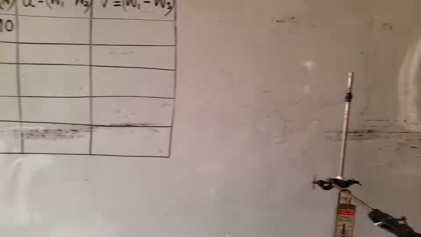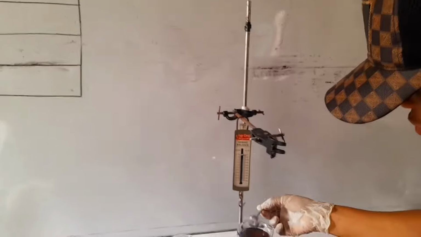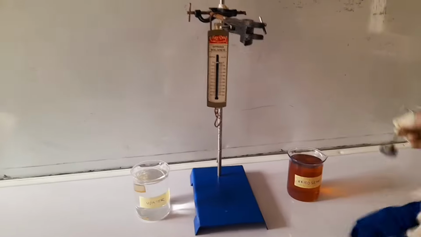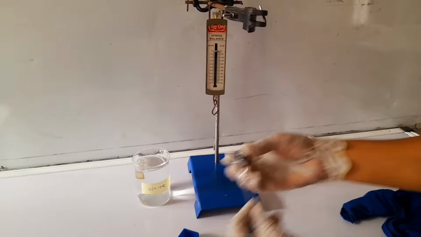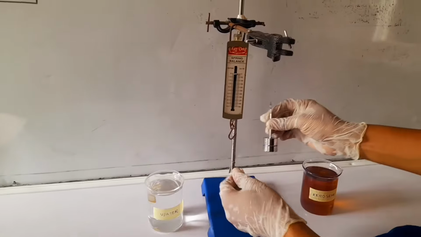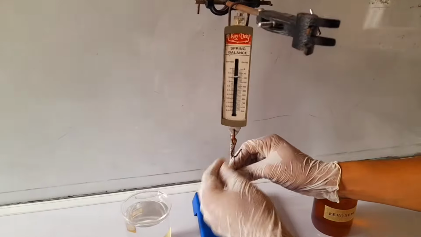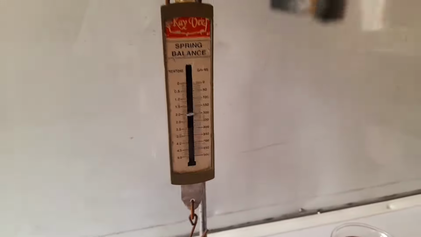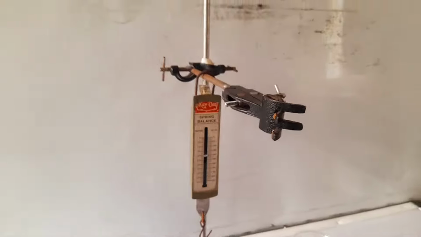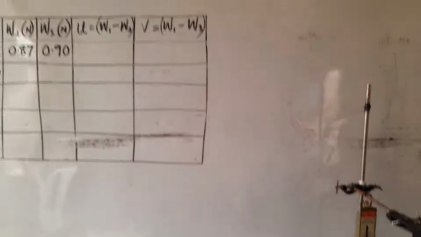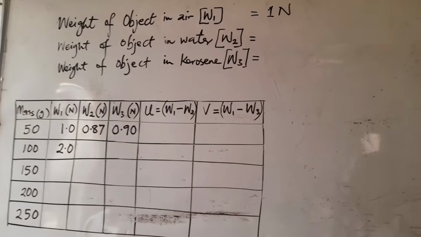We're going to do the same thing. Keep adding 50 gram weight to the weight we used initially. So this was 50 we just used. We're going to add another 50 gram weight to this other 50 to make it 100. And so remember, we repeat the same procedure. Measure the weight of the object in air, which we've done. So you see this one is 2 Newton. So the same procedure, you measure the object in air and then immerse it in the 2 liquids, one water and the other the kerosene.